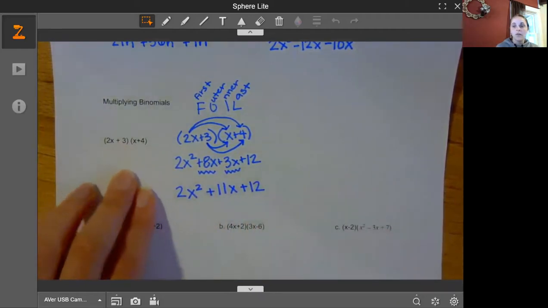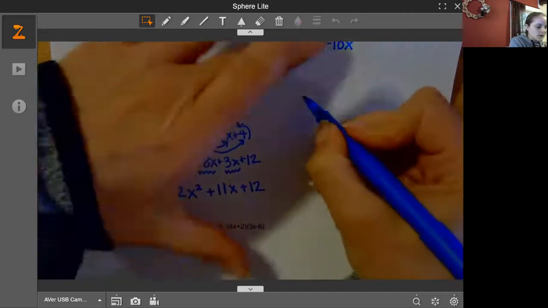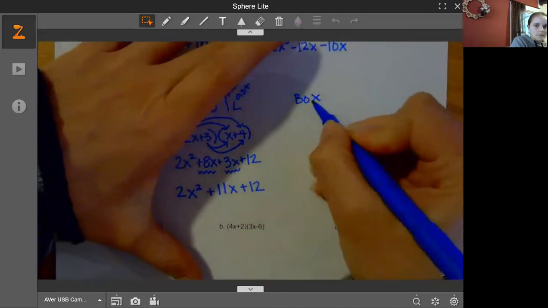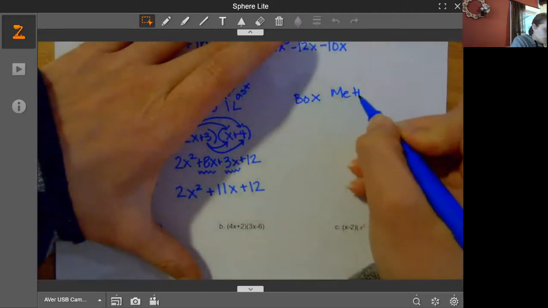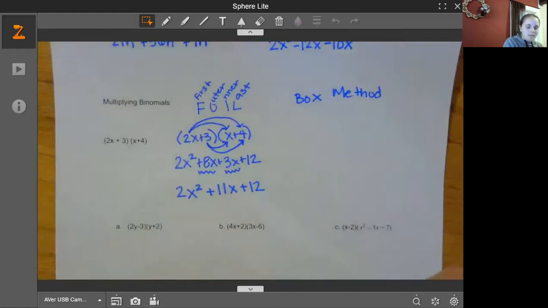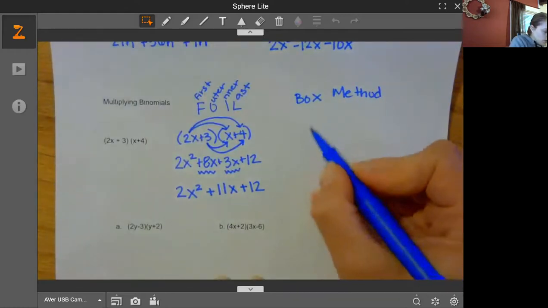Okay, so that's called the FOIL method. Or we also have something called the box method. Okay, so you would just draw a box.